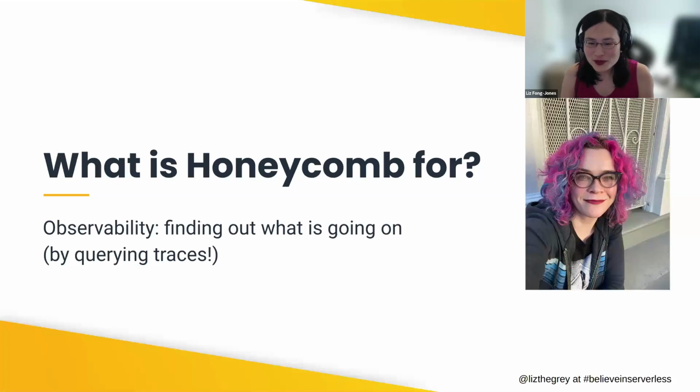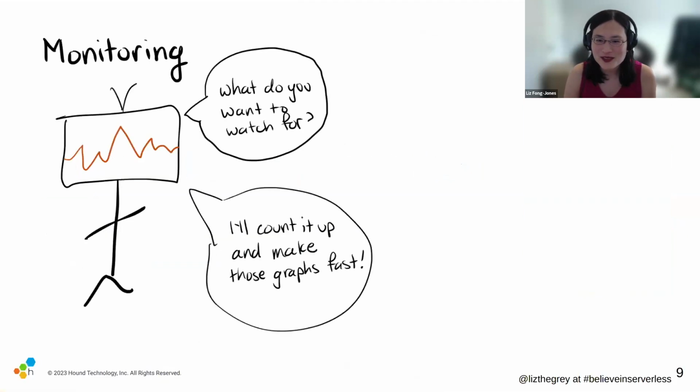So Honeycomb was created to kind of bring the idea of observability to the masses, of figuring out what's happening inside of our systems, whether it be performance or cost. And that means using distributed tracing, similar to using Jaeger or Zipkin. Those are kind of the tools of the past. But today you might use something like Honeycomb to query your traces.